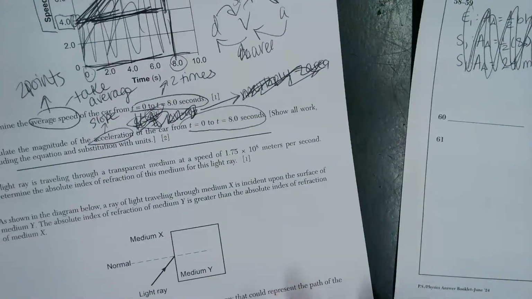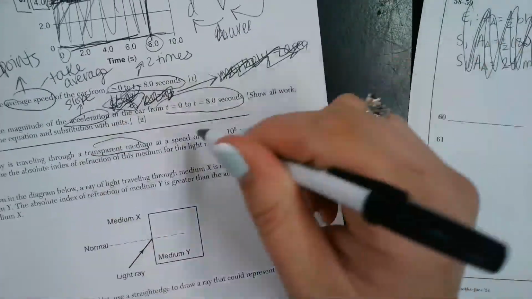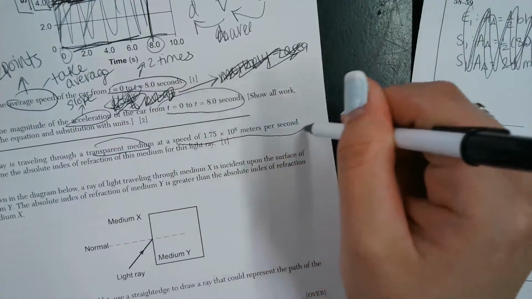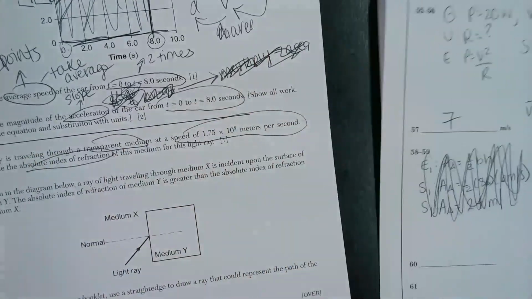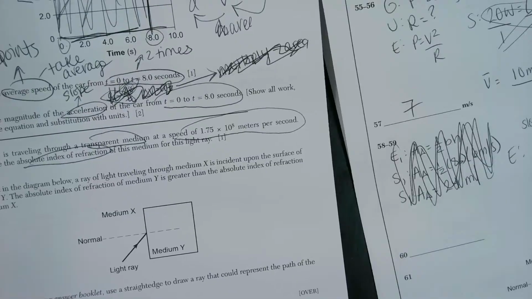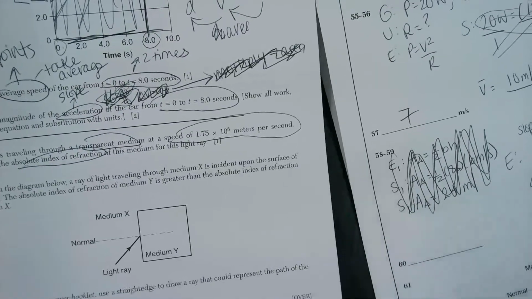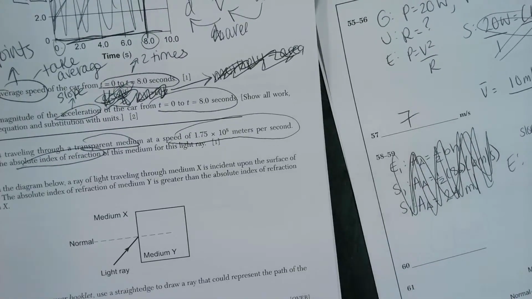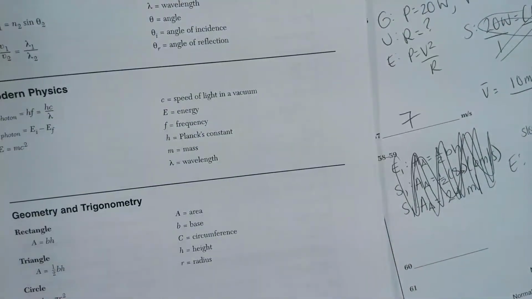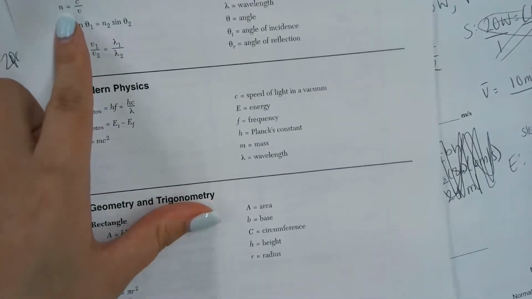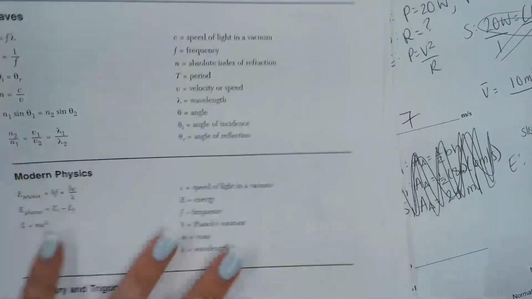All right. Number 60. A light ray is traveling through a transparent medium at a speed of 1.75 times 10 to the 8 meters per second. Determine the absolute index of refraction of the medium of this light ray. Oh, snap. Okay. Wait, let me pick up my reference table really quick. So this question is talking about the indices of refraction. So I'm going to go to page 6, and I'm going to look for a formula. This is my formula right here, n equals c over v.